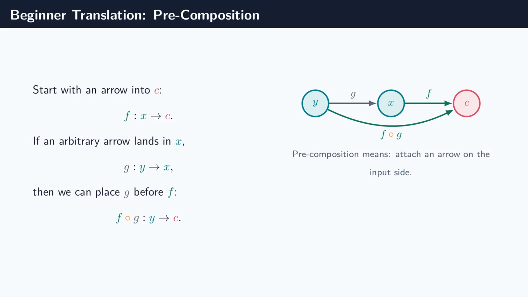Precomposition simply means attaching something on the input side. Start with an arrow f from X to C. If another arrow g lands in X, going from Y to X, then we can place g before f. The result is f after g, a longer arrow from Y to C. This is the core move behind a sieve.